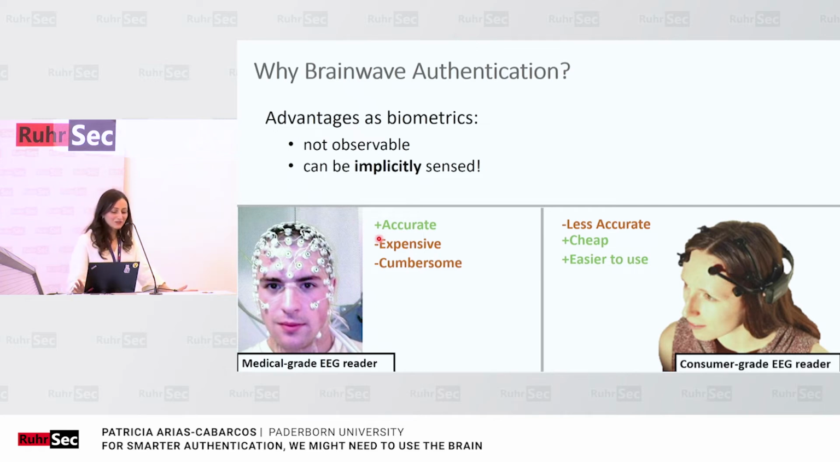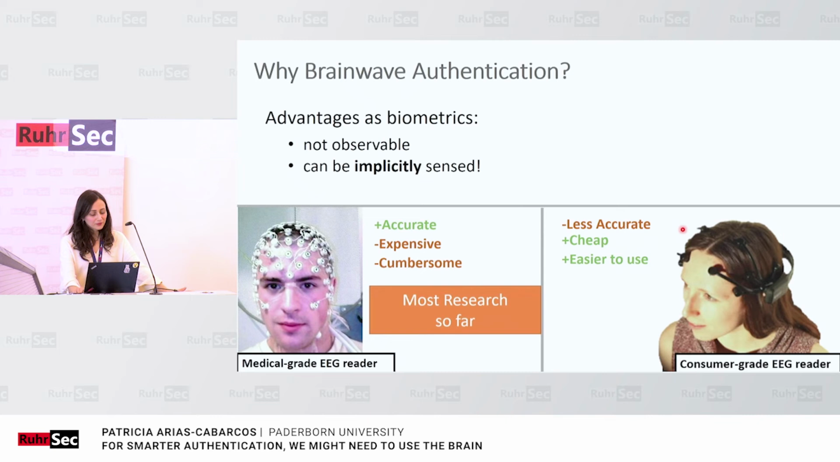And I guess you don't imagine yourself using this for accessing your smartphone. But on the other hand, since 2007, we have consumer-grade electroencephalogram readers that look even aesthetically nice. They are cheaper, ranging from 100 to 700 euros, and they are easier to use. You can just wear them and start recording in many cases. But, of course, the counterpart is that they are less accurate.